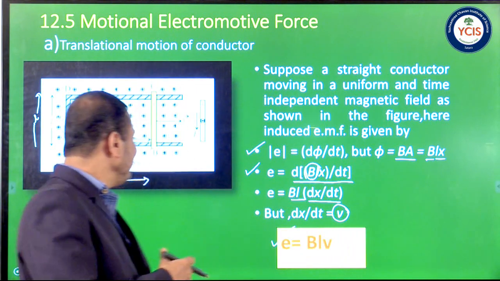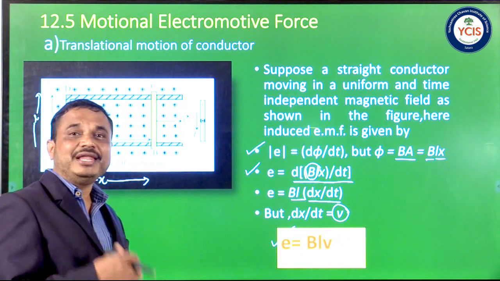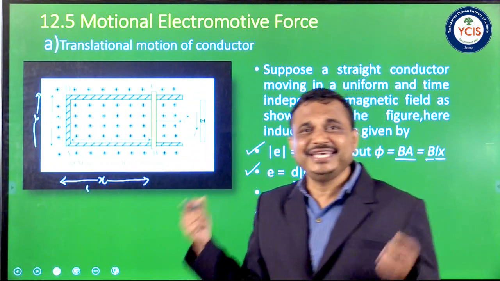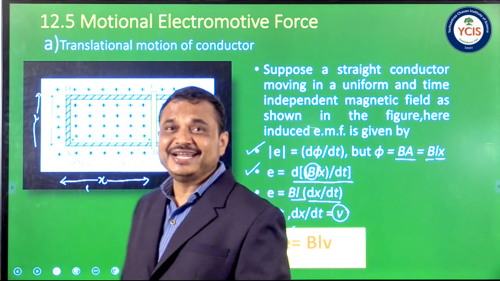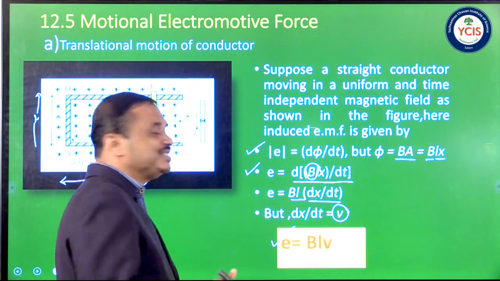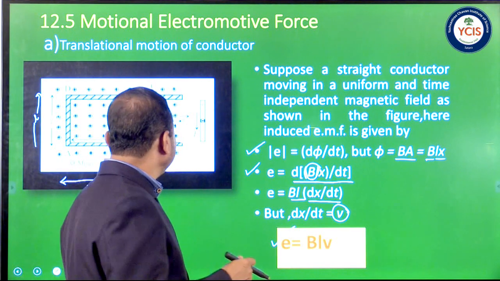What is that expression? E equal to BLv. What is B? B is the induction of the magnetic field. What is L? That is the length of that conductor. And what is v? The magnitude of its velocity with which it moves in a magnetic field.